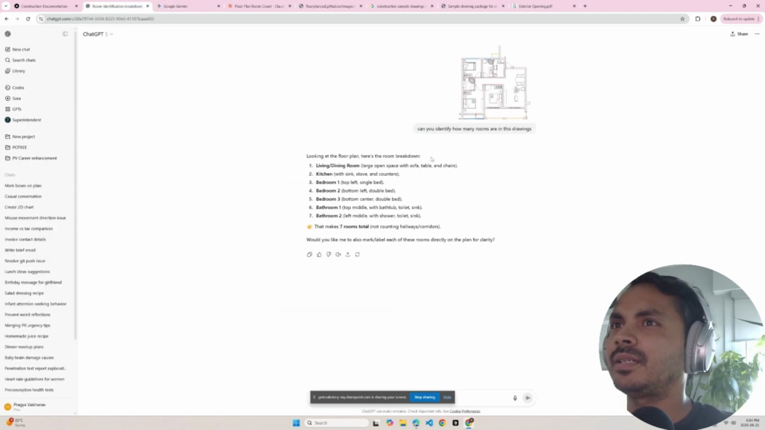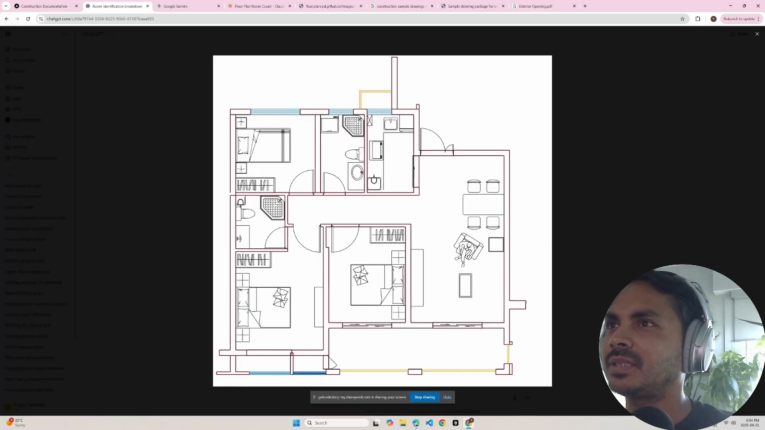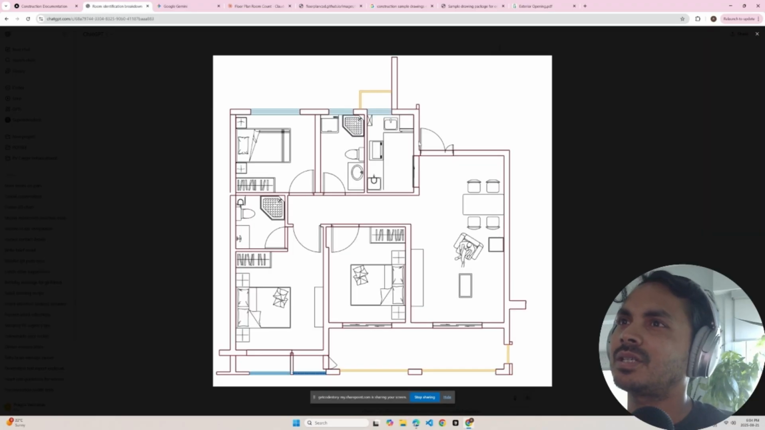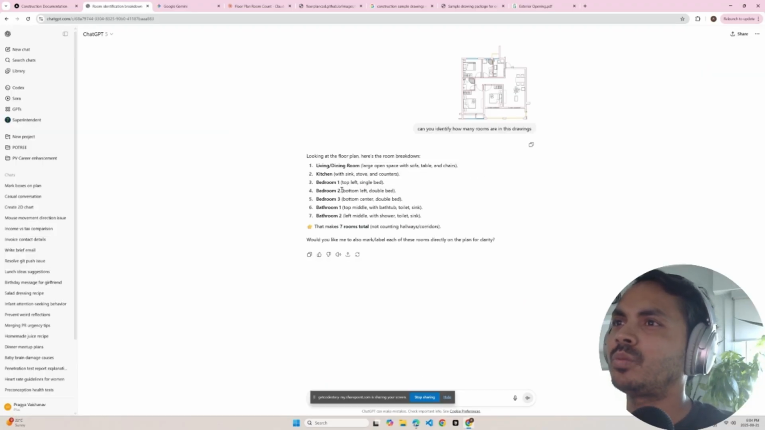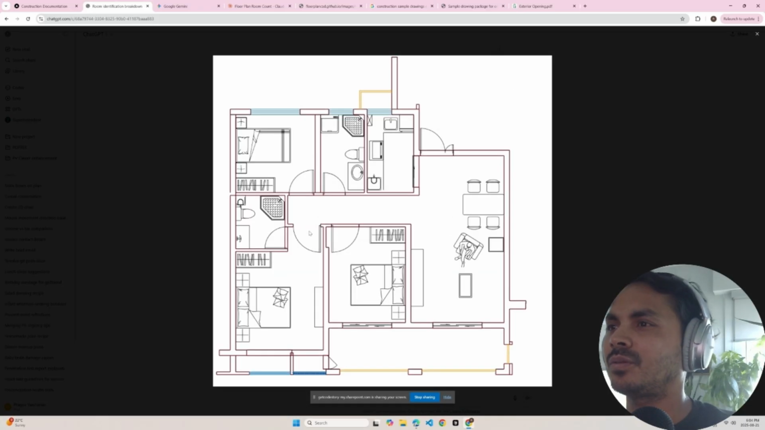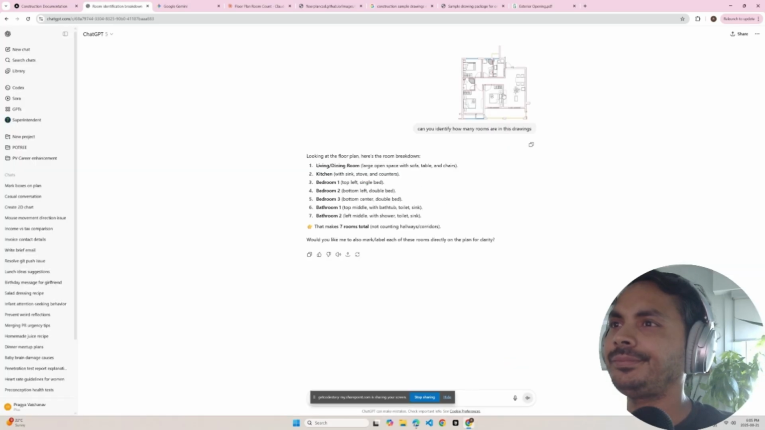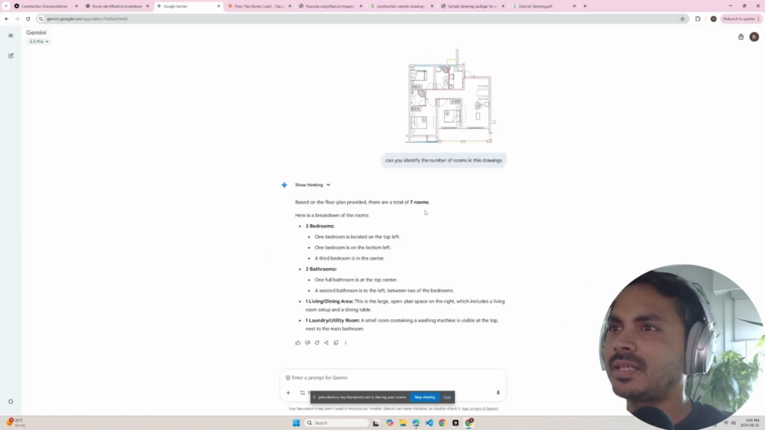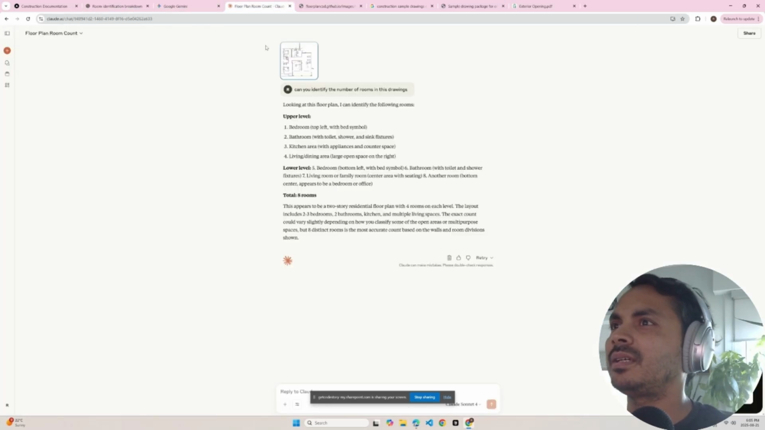So here goes ChatGPT. Very simple. It says living dining room, okay, we got that. Kitchen with sink. Okay, bedrooms 1, 2, 3, and bathroom 1, bathroom 2. Makes total 7 rooms. So 1, 2, 3, 4, and then 2 bathrooms, 6, and then one utility, 7. Gemini said 7 rooms, and then Claude said total 8 rooms, and it came up with some different levels.